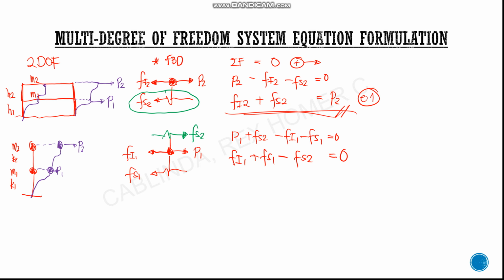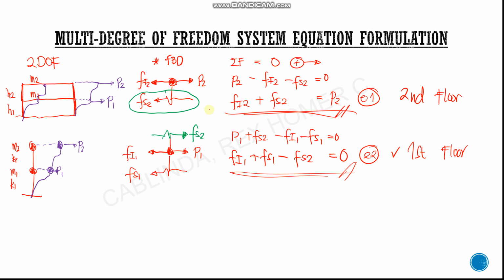Next, let's try to elaborate these equations of motion. By the way, let's call this our equation 2. So equation 1 is our equation of motion for the second floor, and this one is for the first floor. I'll just write them this way so it's not confusing. We have the first floor and then the second floor.